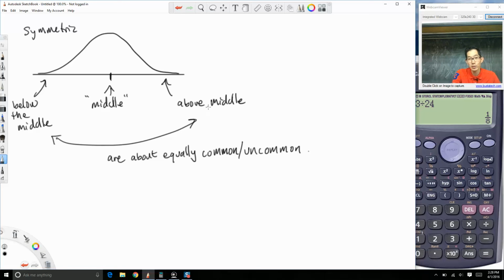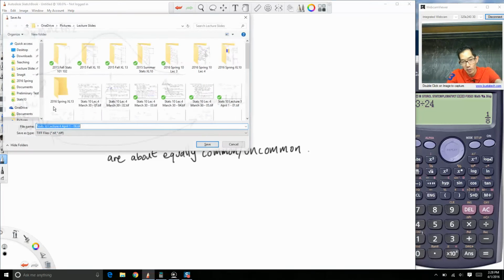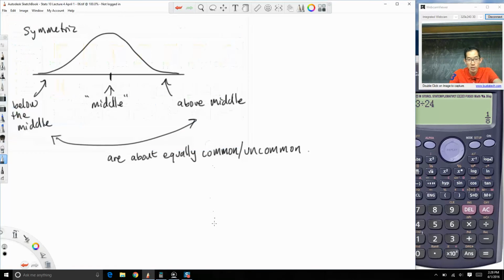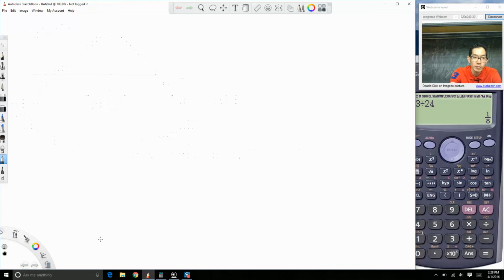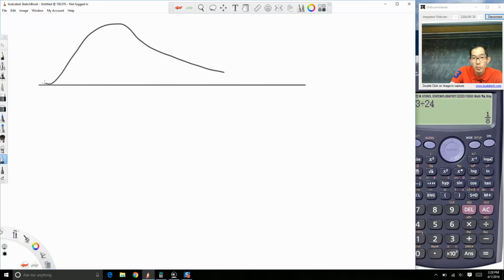Okay, so these values above the middle are slightly less common. These values below the middle, slightly less common. That's what we might say if it's symmetric. Okay. On the other hand, if I may flip to the next slide, we could have something that is skewed. Okay. So let's see. So I could have this. Okay, this would be what we could call right skewed.